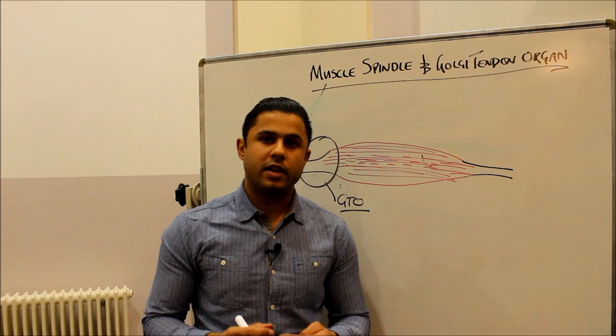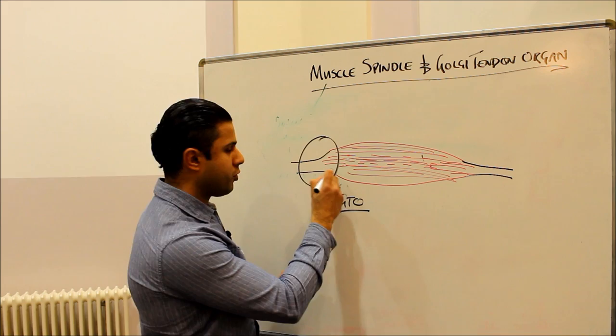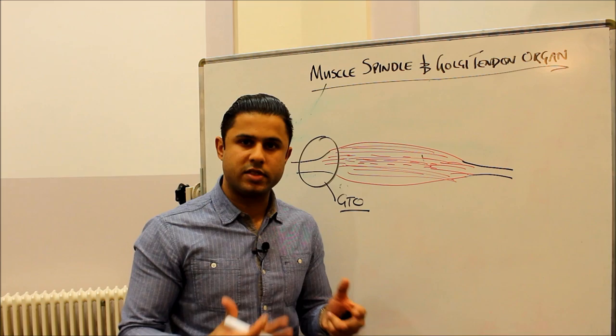Okay, now the Golgi tendon organ detects the tension that the muscle generates, particularly when it's contracting. Okay, so when the muscle contracts, it's exerting a force through the tendon to the bone, and the Golgi tendon organ is detecting that force. So it gives us a sense of heaviness in the body.